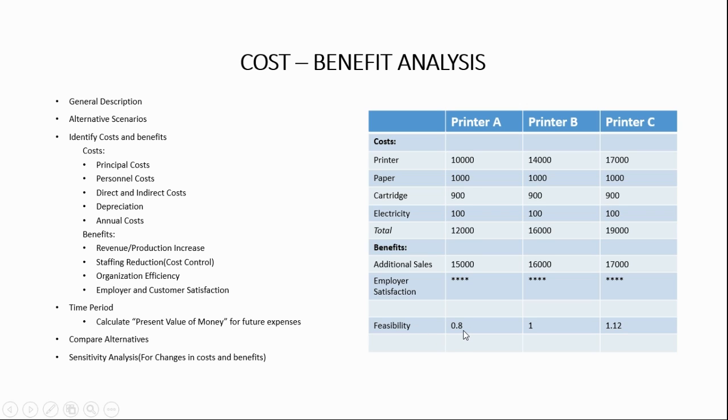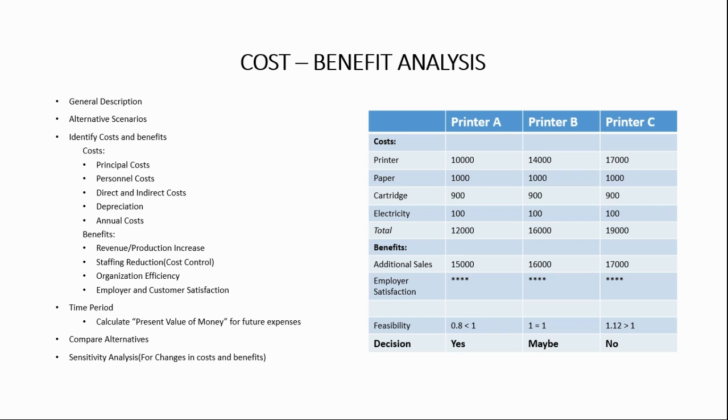So the feasibility for the first scenario is 0.8. Feasibility for second one is 1, and for the third one, 19,000 divided by 17,000, the feasibility is going to be 1.12. Now, how we should take decision based on the feasibility? Like, we have a thumb rule for that. If the feasibility is less than 1, decision will be yes. We can go with printer A. If the feasibility is equal to 1, the decision is neutral. It is maybe or maybe not. So the organization should decide whether or not to go with a project. If the feasibility is greater than 1, this is going to be a bad decision. We need not go with this decision.